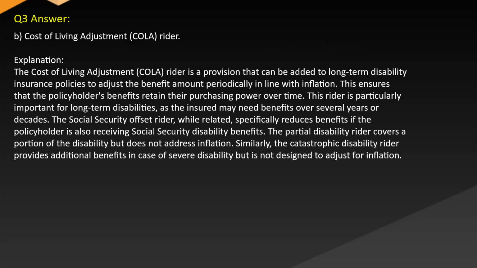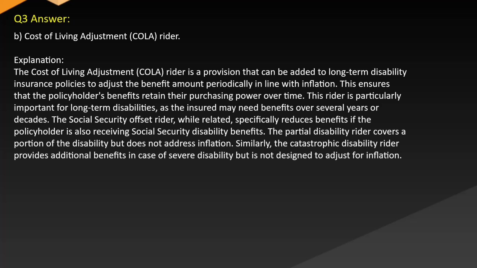Answer: B. Cost of living adjustment (COLA) rider. Explanation: the cost of living adjustment (COLA) rider is a provision that can be added to long-term disability insurance policies to adjust the benefit amount periodically in line with inflation. This ensures that the policyholder's benefits retain their purchasing power over time. This rider is particularly important for long-term disabilities, as the insured may need benefits over several years or decades.